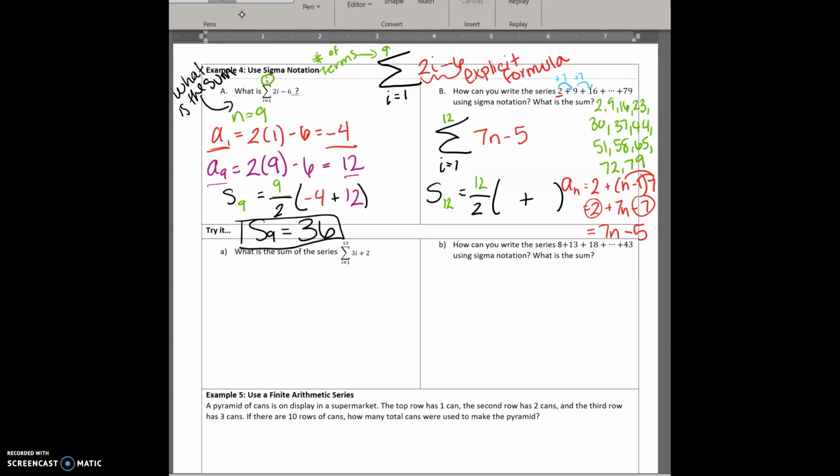And then we know what the first term is because we found it here, 2. And then we know what the last term is because it was given to us also, 79. And then simplify. So this would be 6, this would be 81, multiply that, and we get 486. Go ahead and try the next 2.